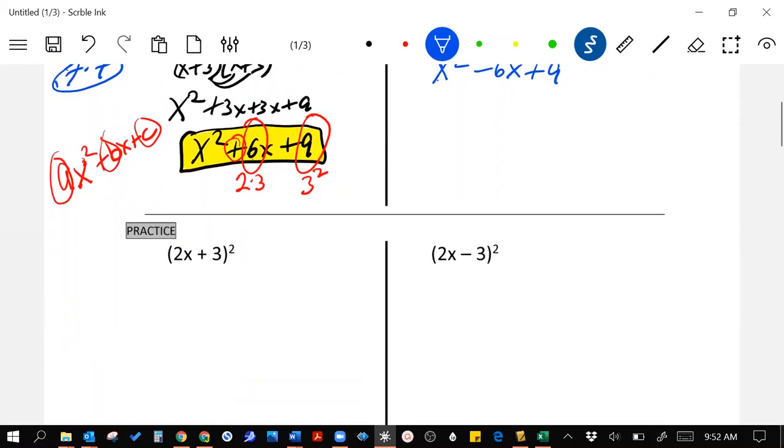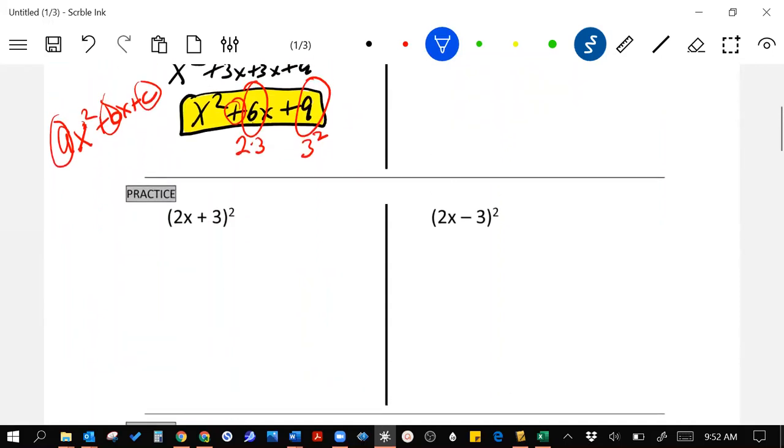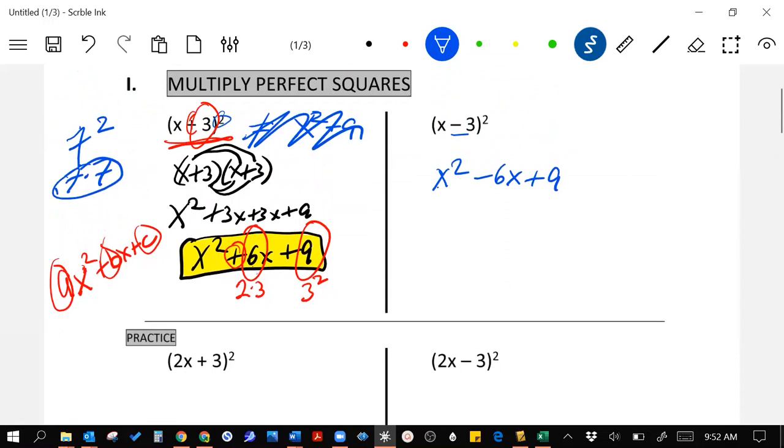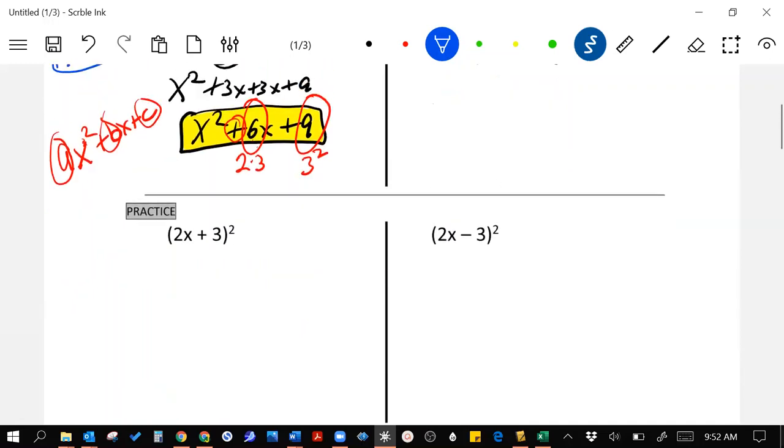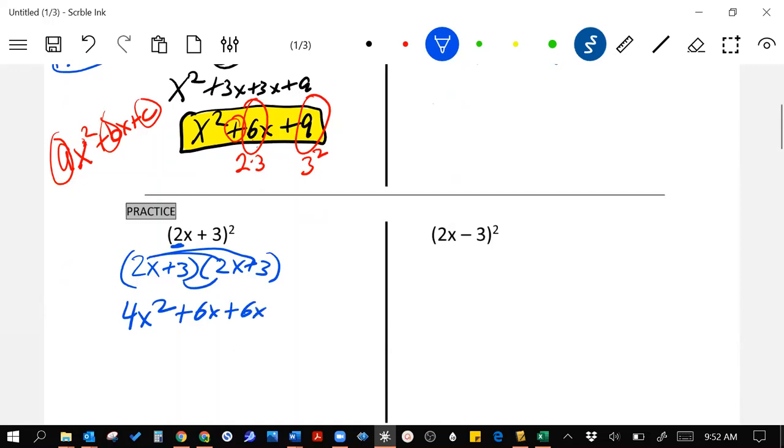Okay, and say I come down to the bottom ones. Now this one's different. I've got this 2 that complicates things, only for the first part. So let's work it out and see how that pattern holds. So it's 2x plus 3 times 2x plus 3, because this is now a complicating factor. So I get 2 times 2, so I get 4x squared, and then I get plus 6x, and plus 6x, and plus 9. So I have 4x squared plus 12x plus 9.